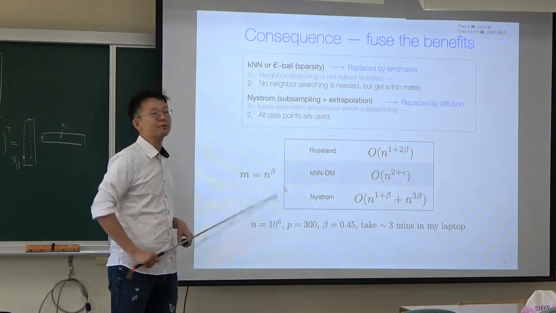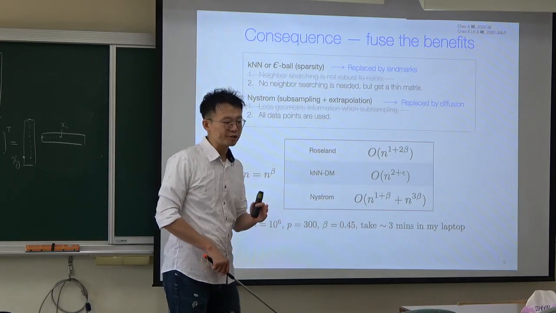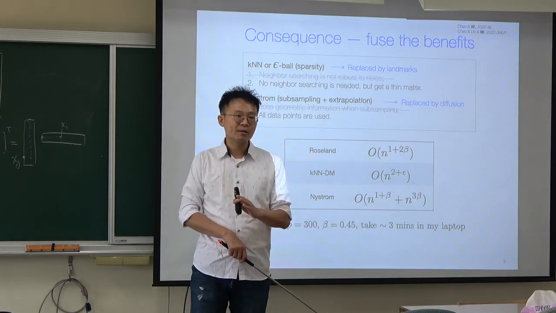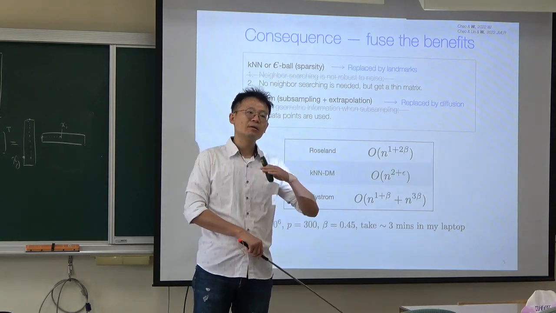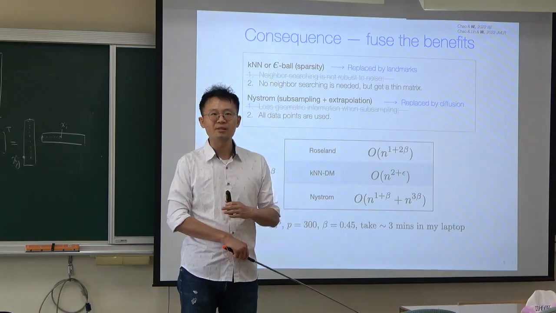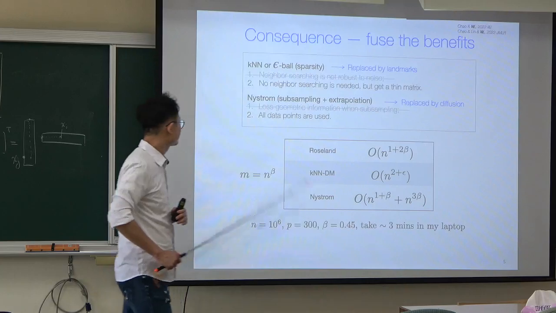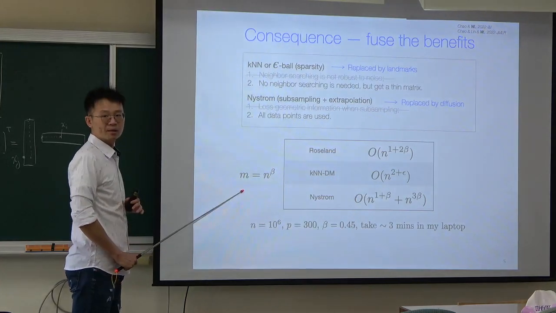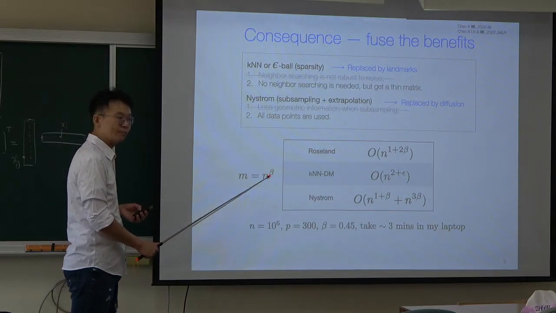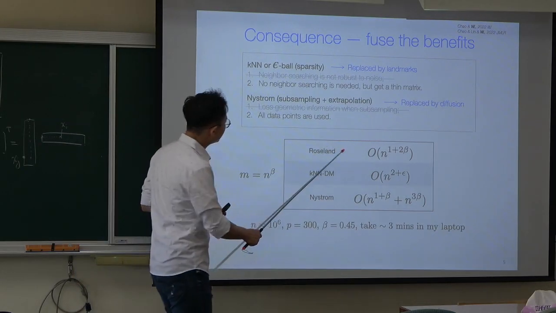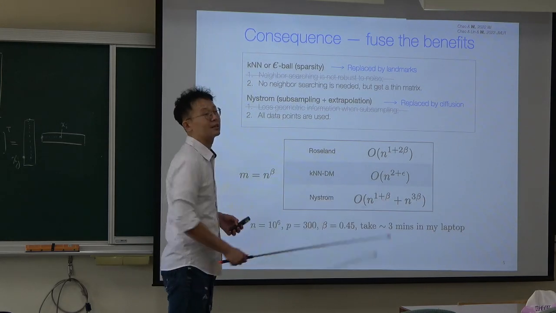And this is actually the computational complexity. If you remember, I give you a matrix of size n by m, and n is greater than m. Then running the singular value decomposition, the computational complexity is n times m squared. So suppose m is n raised to power beta, and usually beta is less than 1. Then Roseland algorithm will have the computational complexity n raised to power 1 plus 2 beta.